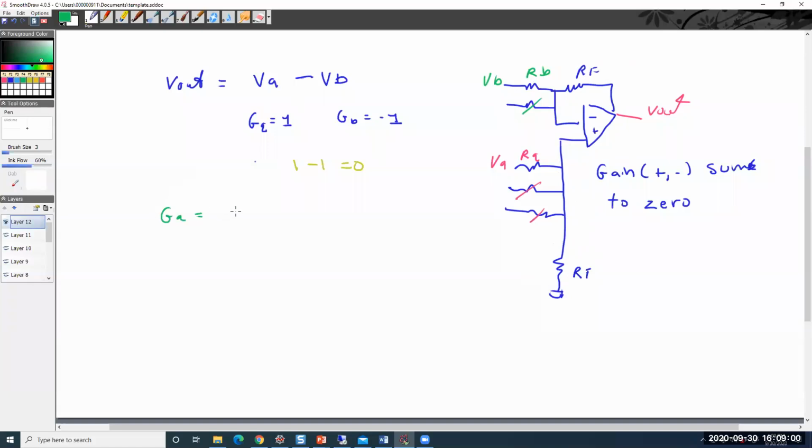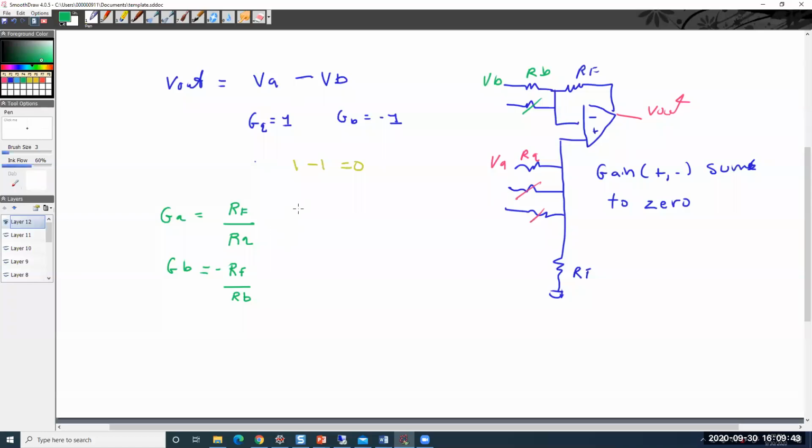And so gain A is going to be RF divided by RA. And so gain B will be minus RF divided by RB. Now notice, because we have this RF here, you could think of it as kind of canceling out the RF up there, all right? And with the gains being equal, I can use these equations.